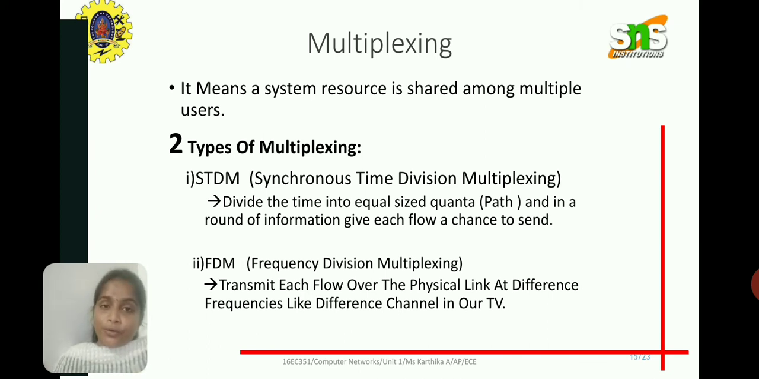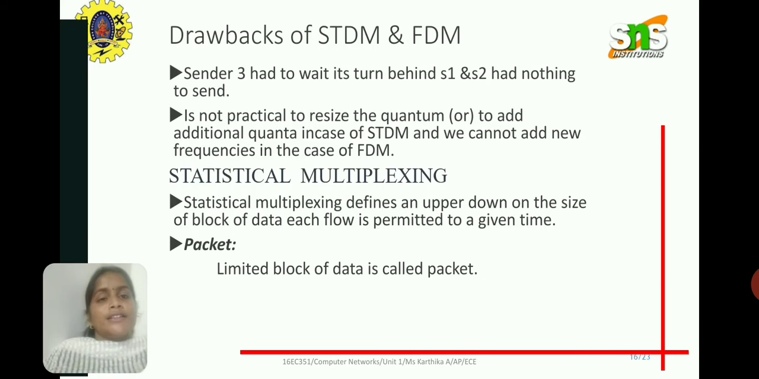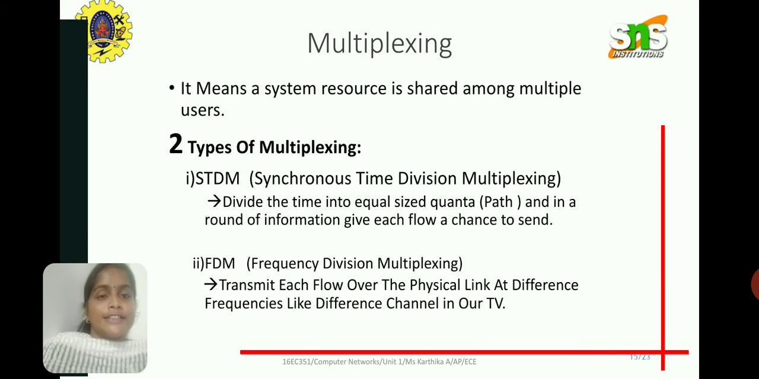And also we are using multiplexing in computer networks. In this we have two types. The first one is STDM, that is synchronous time division multiplexing, and the second is frequency division multiplexing. In synchronous time division multiplexing, the time slots are divided based upon the users or the applications. And in frequency division multiplexing, the set of frequencies is divided based upon the number of users or the applications.